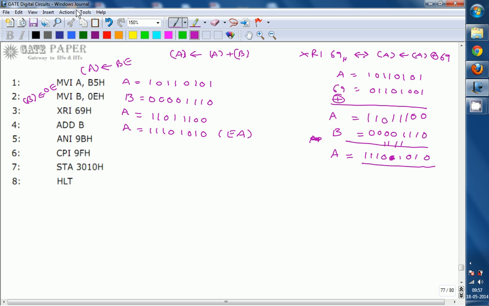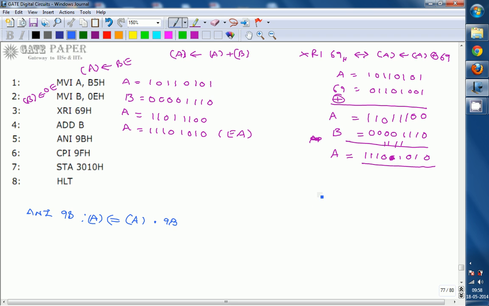Okay, and next, the AND immediate instruction, ANI 9B. What it is doing is an AND operation between the accumulator contents and 9B. A logical AND operation between the accumulator contents and the 9B data is going to take place, and the result is going to be stored in the accumulator itself.